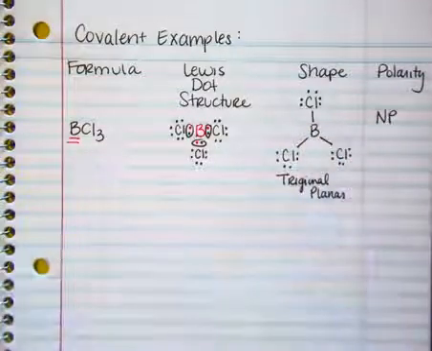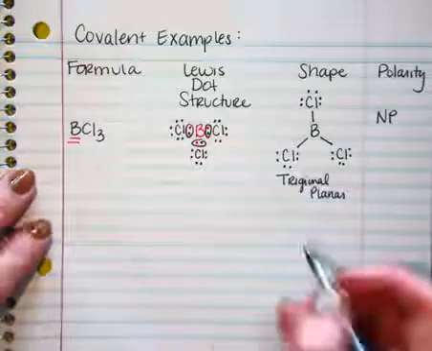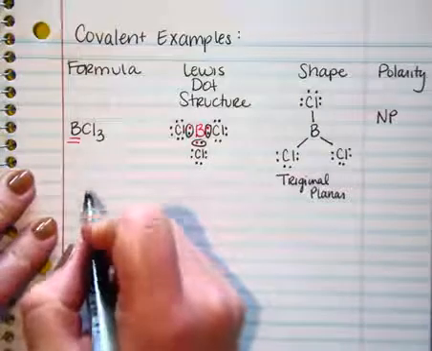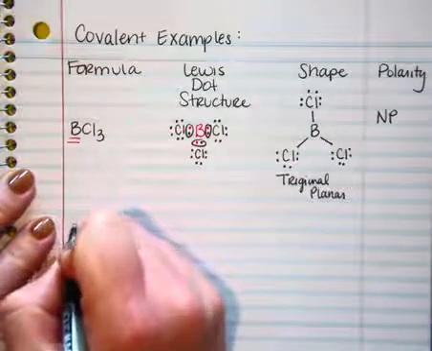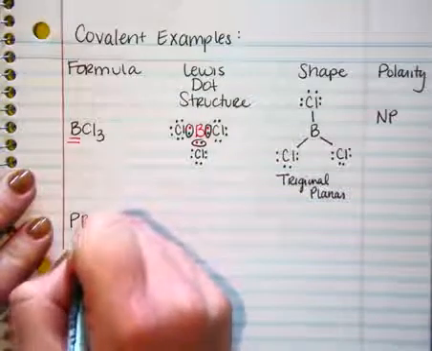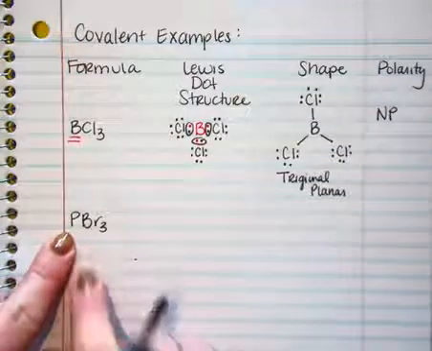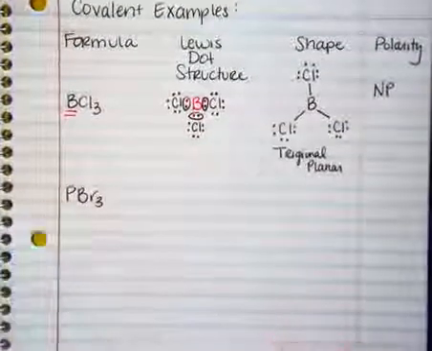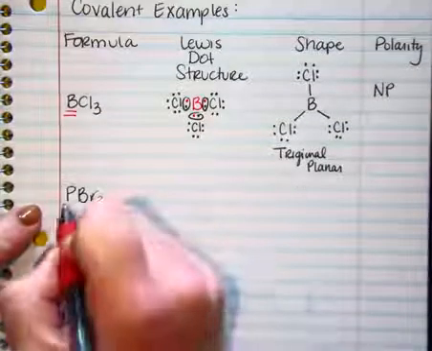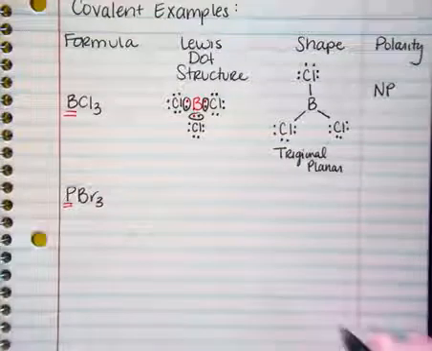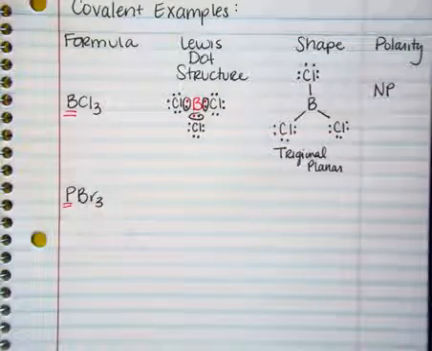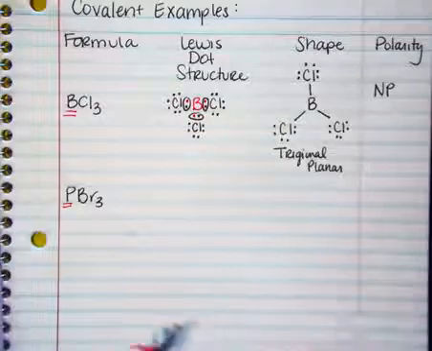Okay. All right, our next one, we'll look at phosphorus tribromide. Okay, phosphorus tribromide, meaning 1 phosphorus and 3 bromines. Okay, and that means my central atom in this case is going to be the phosphorus, because that's the one I have only one of. So I'm going to start by drawing a phosphorus in the middle.